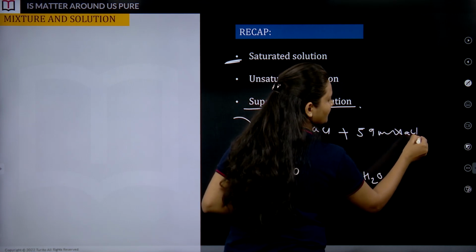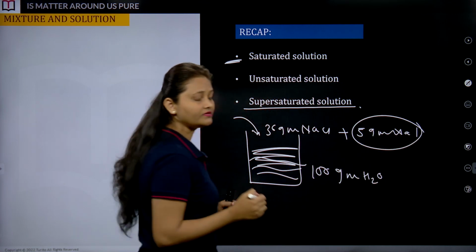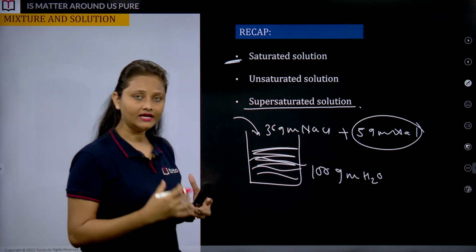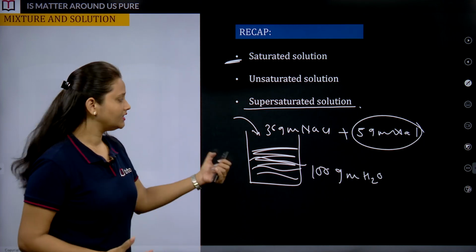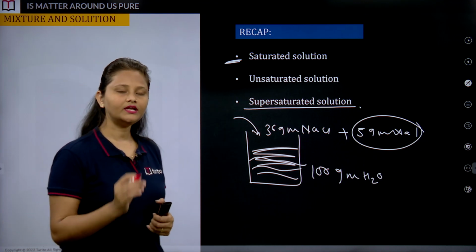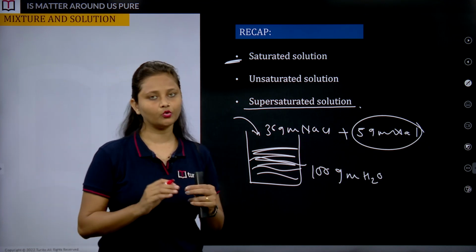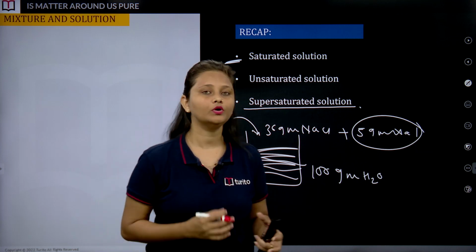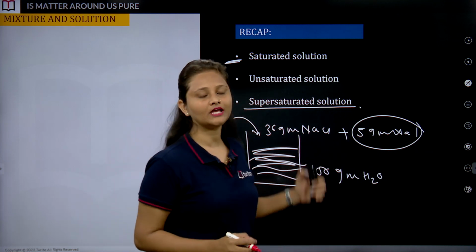So it is a saturated solution, and to this if you are going to add an extra 5 gram of NaCl, so you are adding extra solute in the saturated solution. Definitely it is not going to get dissolved completely to give you a homogeneous solution, because it is already saturated.